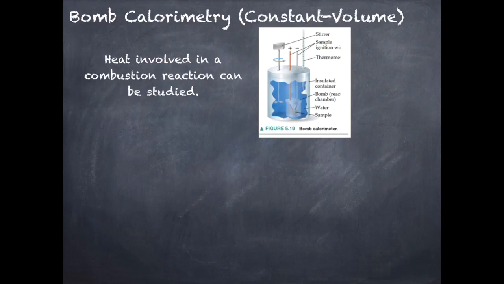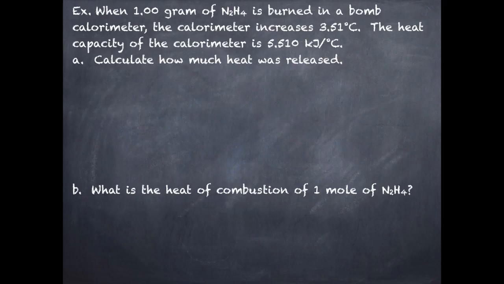Another type of calorimeter that we could use is a bomb calorimeter. Now, a bomb calorimeter allows us to measure the heat that's involved in a combustion reaction. So, for a bomb calorimeter, the units are slightly different, but use your units in order to solve the problem. Here, it tells you that you have 1.00 grams of N2H4, and it's burned in a bomb calorimeter, and the calorimeter increases in temperature 3.51 degrees Celsius. It also gives you the heat capacity of your calorimeter. Notice it's just kilojoules per degree Celsius, not kilojoules or joules per gram degree Celsius.